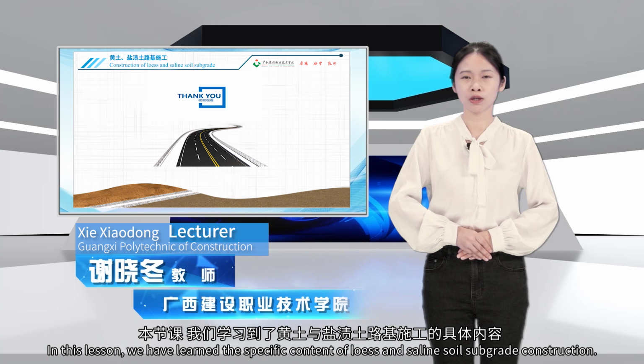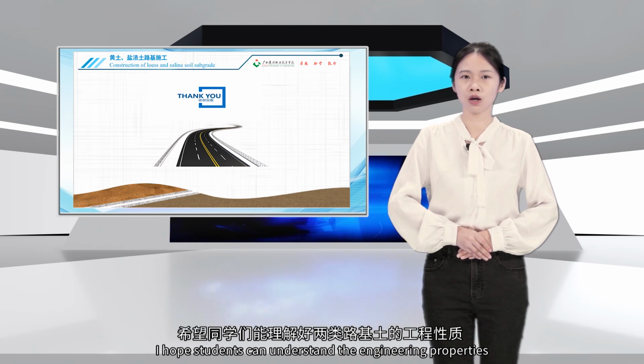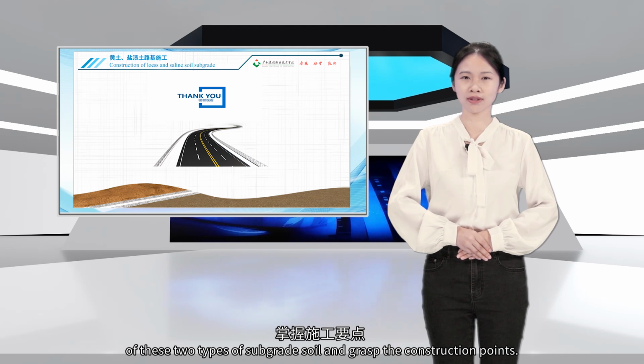In this lesson, we have learned the specific content of Loess and saline soil subgrade construction. I hope students can understand the engineering properties of these 2 types of subgrade soil and grasp the construction points.